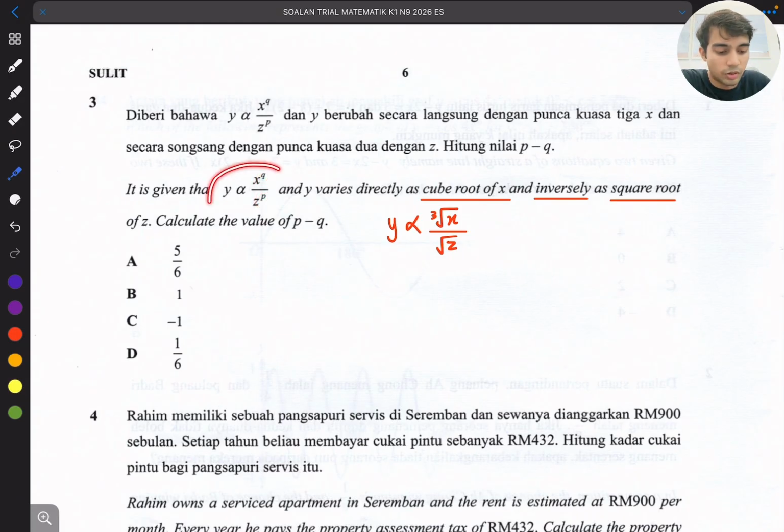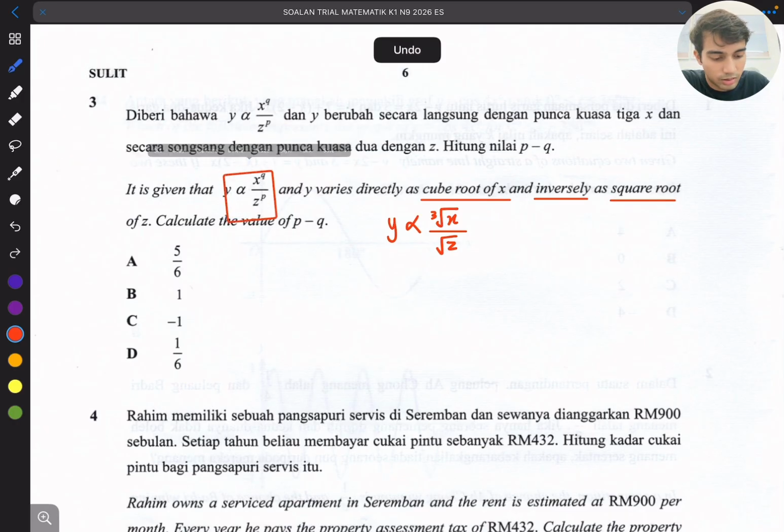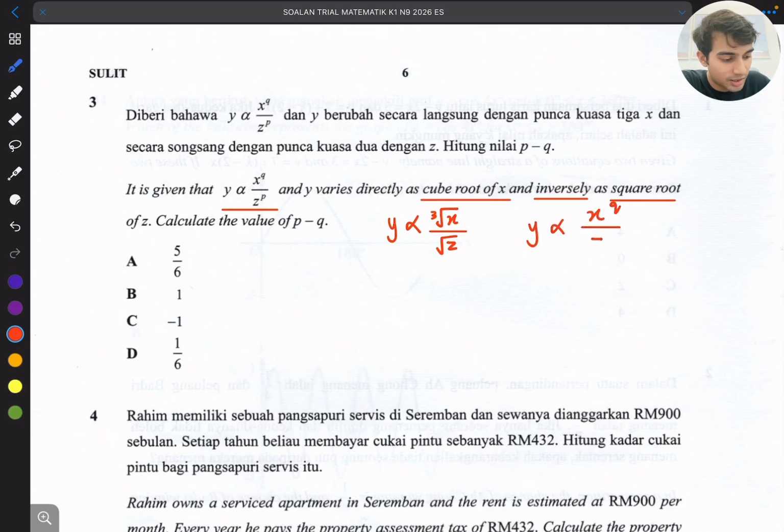Alright, so I think here they want us to compare. So what we do is, we take this guy, we write it here. This one, oops, I'm just going to underline it. Okay, so y is proportional to x power p over z power q. We need to compare these two. Right. We can't really compare straight away because this is x power and z power something. Here we don't have any power, but we can convert the cube root and the square root to power.